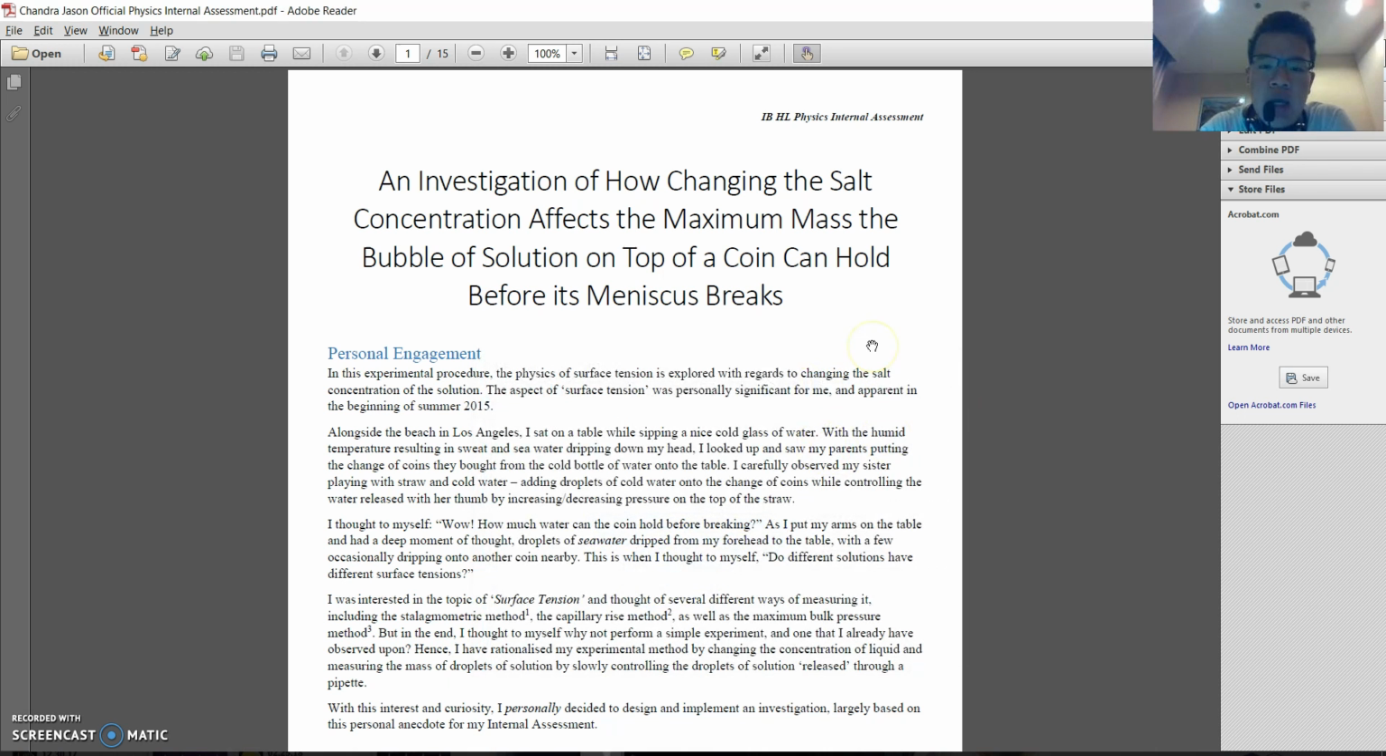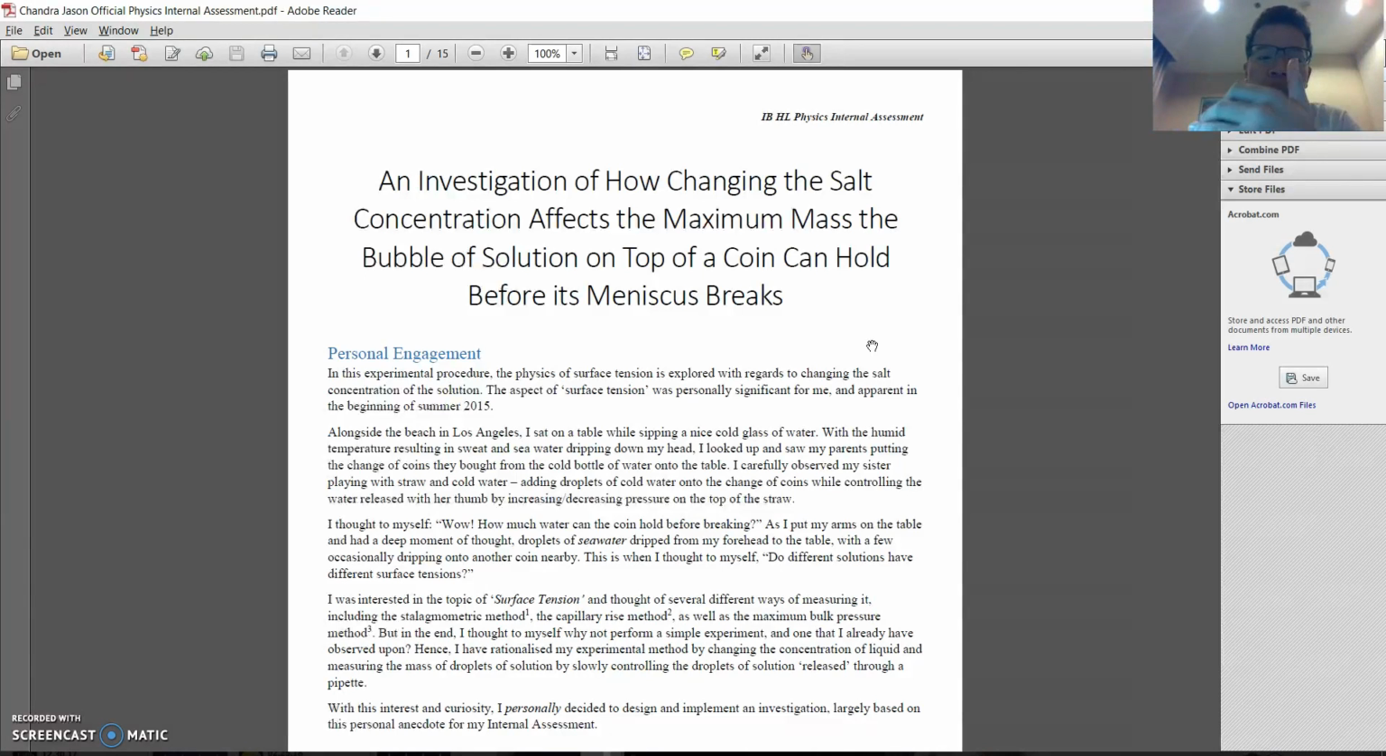So let's just close this. The most key thing to know is that for an IA, the question has to be like, how does X affect Y? I mean, you can do an exploration or modeling, but it's pretty tough. I would suggest a practical experiment. Basically, how changing X, the independent variable, would affect Y, your dependent variable, or what you're measuring.